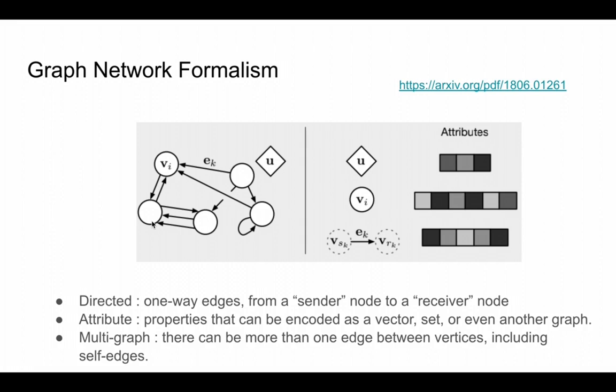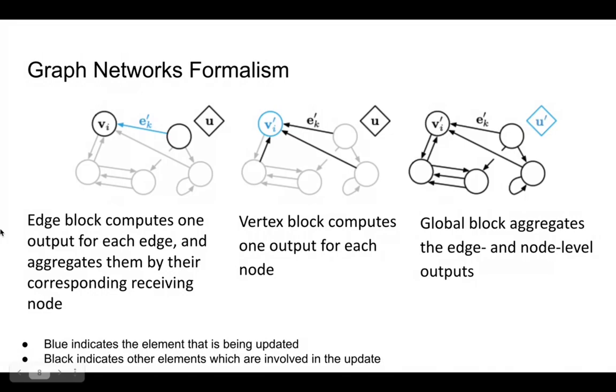There could be more than one edge between vertices, including self-edges. The sender node and receiver node are identical. Once we define the basic element of graph, the graph network can be assembled from three blocks. First, the edge block computes one output for each edge and aggregates them by their corresponding receiving node.